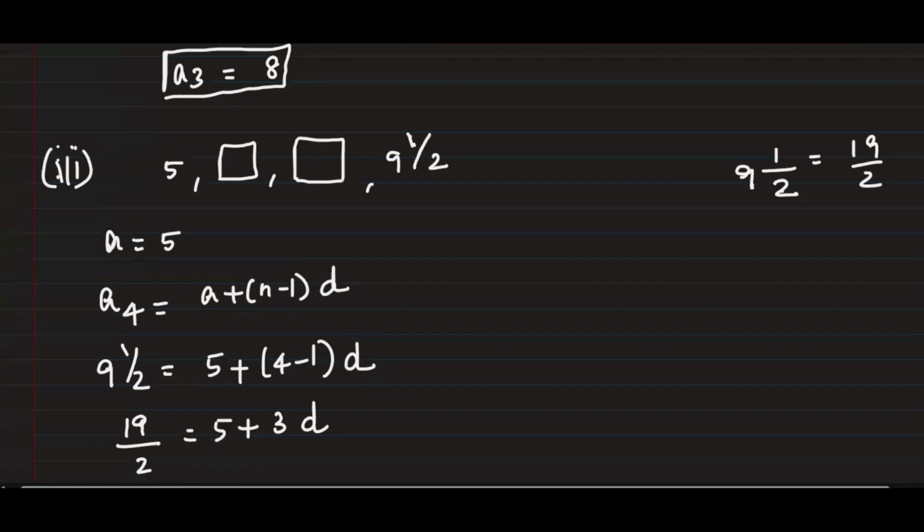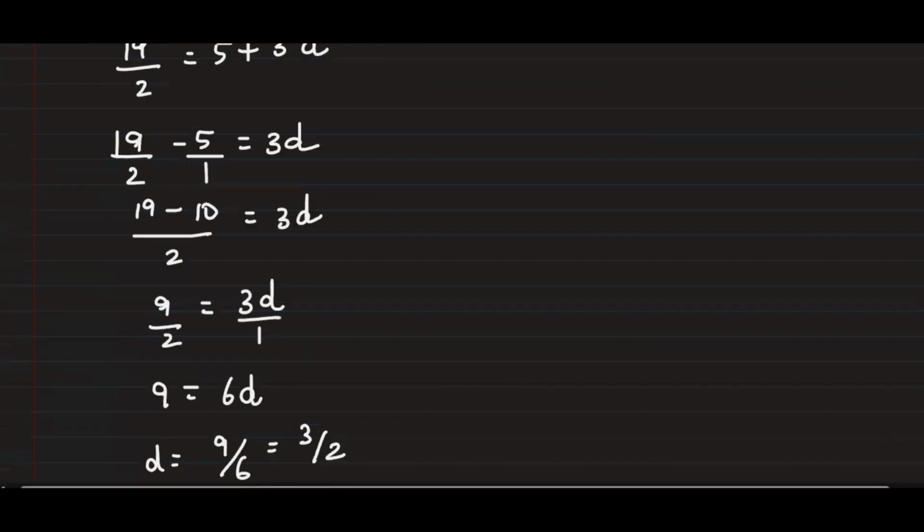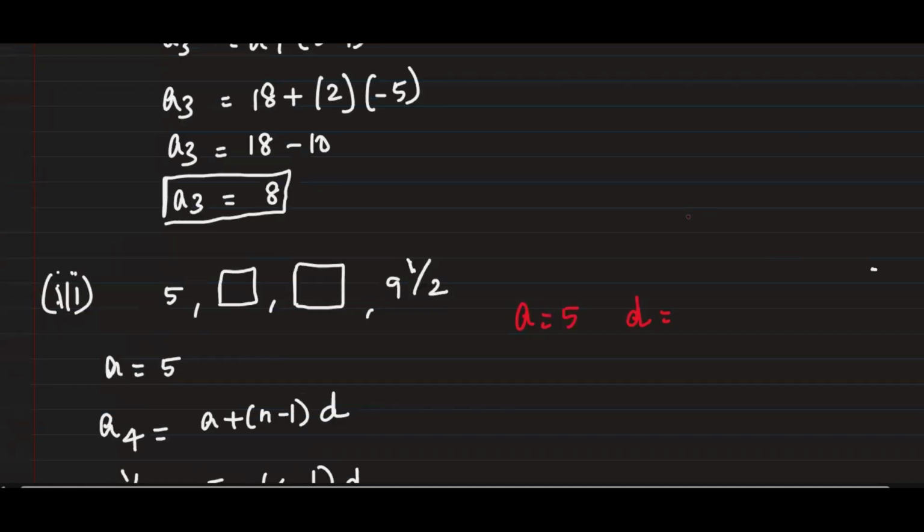Okay, now how do we start? Basically, we are given what is the first term here, and we are given what is the fourth term. So using the nth term formula, A4 is equal to A plus n minus 1 into D. We substitute the value of A as 5 and A4 as 9.5, and we solve the entire equation to get the value for D. Okay, now we need to find what is the value of the second and the third term. Now that's easy to find. So now we know A value is equal to 5 and D value is equal to 3 over 2.